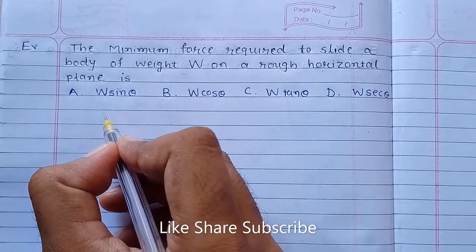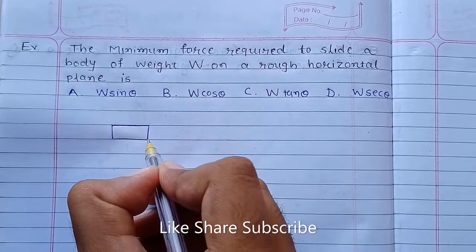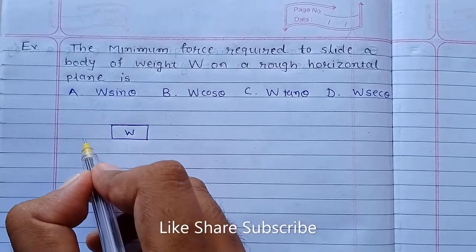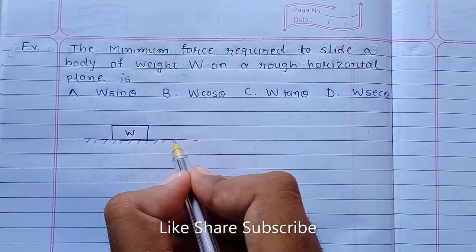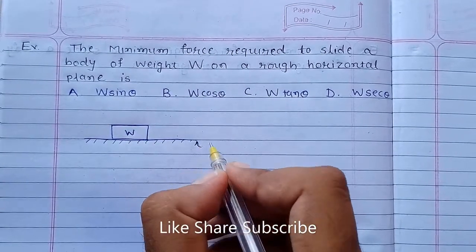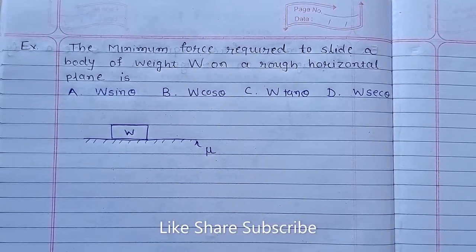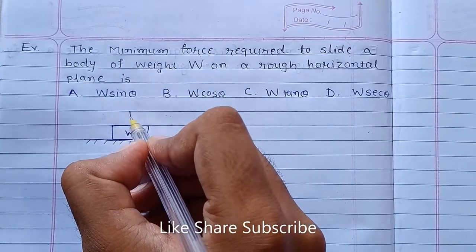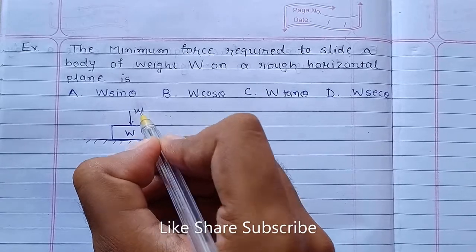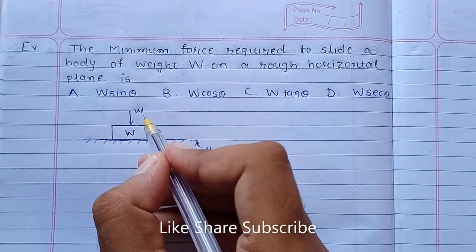Let's say this is the body W, which is lying on the rough horizontal plane. Since it is a rough horizontal plane, the coefficient of friction of the surface is, let's say, mu. When this body is in static equilibrium, one of the forces acting on it is the gravitational force, or the force due to its weight, that is W.